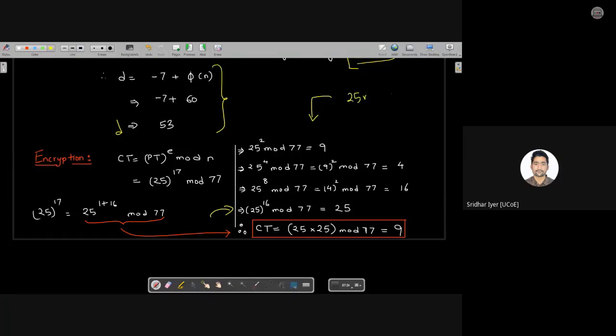What is 25 mod 77? It is nothing but 25 raised to 1 mod 77 is 25 only, because this number is less than this number, so we can't take a remainder of it. Fine, we can't divide 25 by 77. So, sorry, 25.